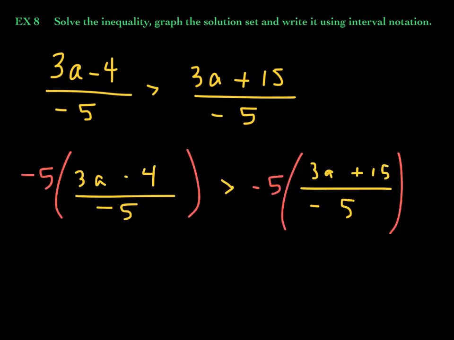So here I am multiplying both sides by -5. That -5 just divides out with that -5. That -5 divides out with that -5. So all you're left with on the left-hand side is 3a minus 4.